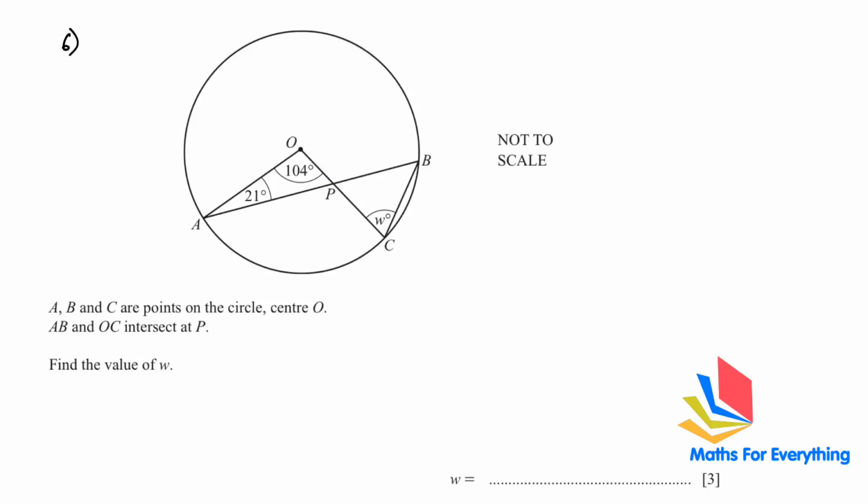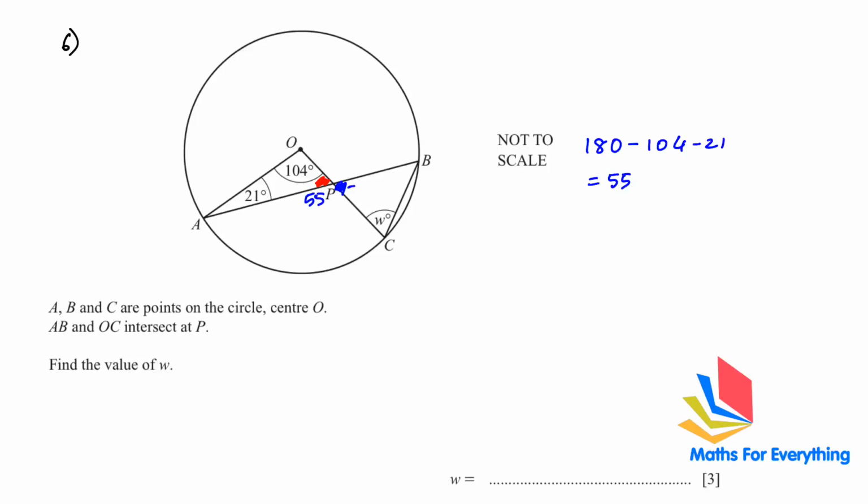Question number 6. A, B, and C are points on the circle center O. AB and OC intersect at P. Find the value of W. First, we will have to find OPA. We can see that AOP is a triangle. Two angles have been given to us. To find the third angle, we will subtract the other two angles from 180. 180 minus 104 minus 21 is 55. So this is 55.